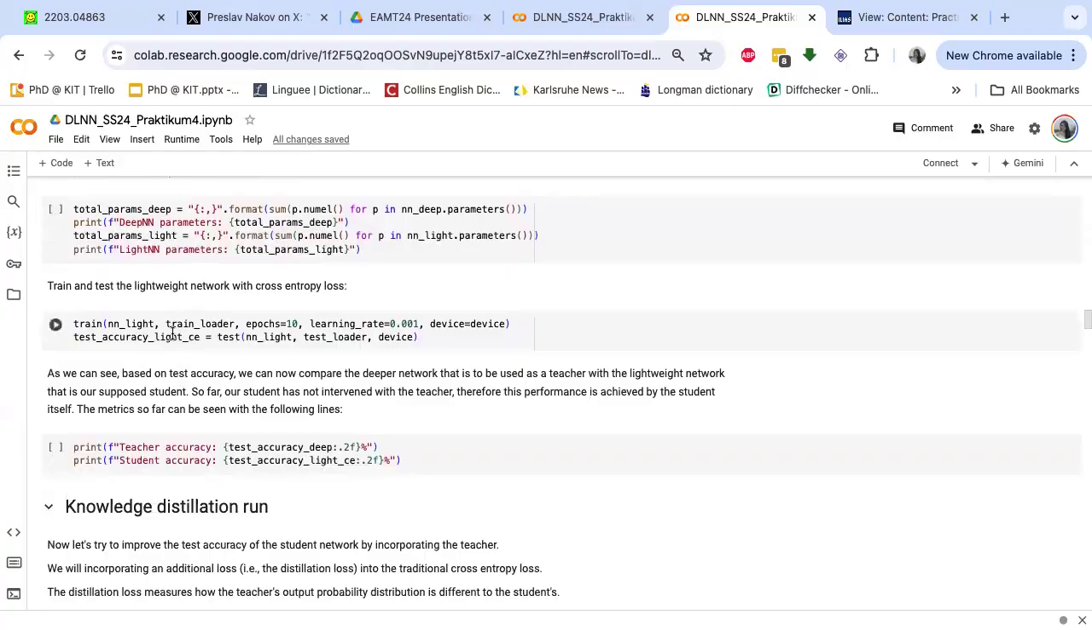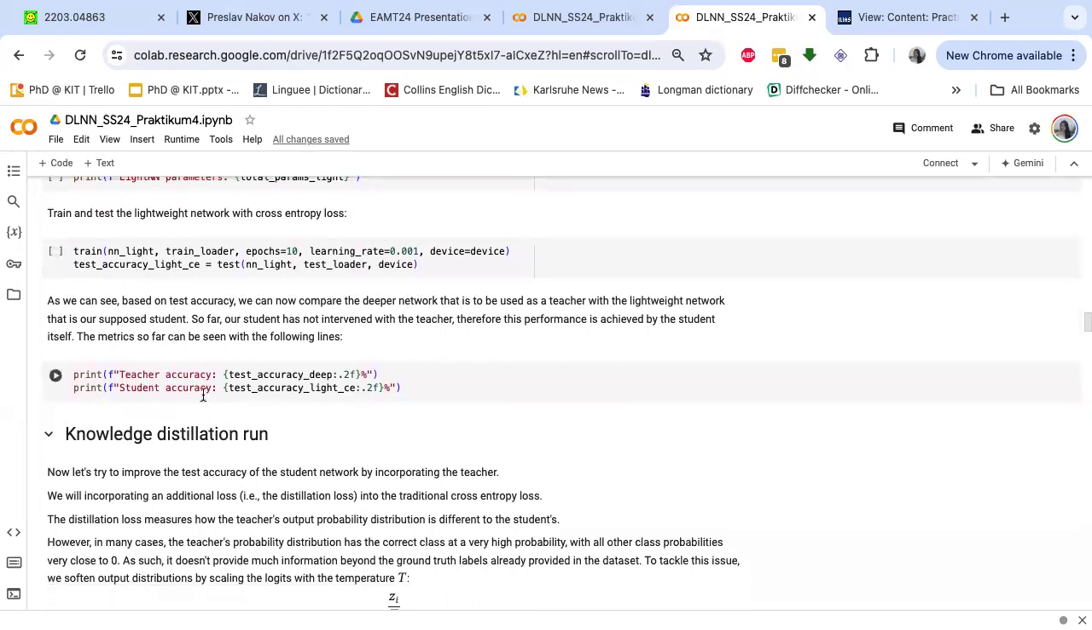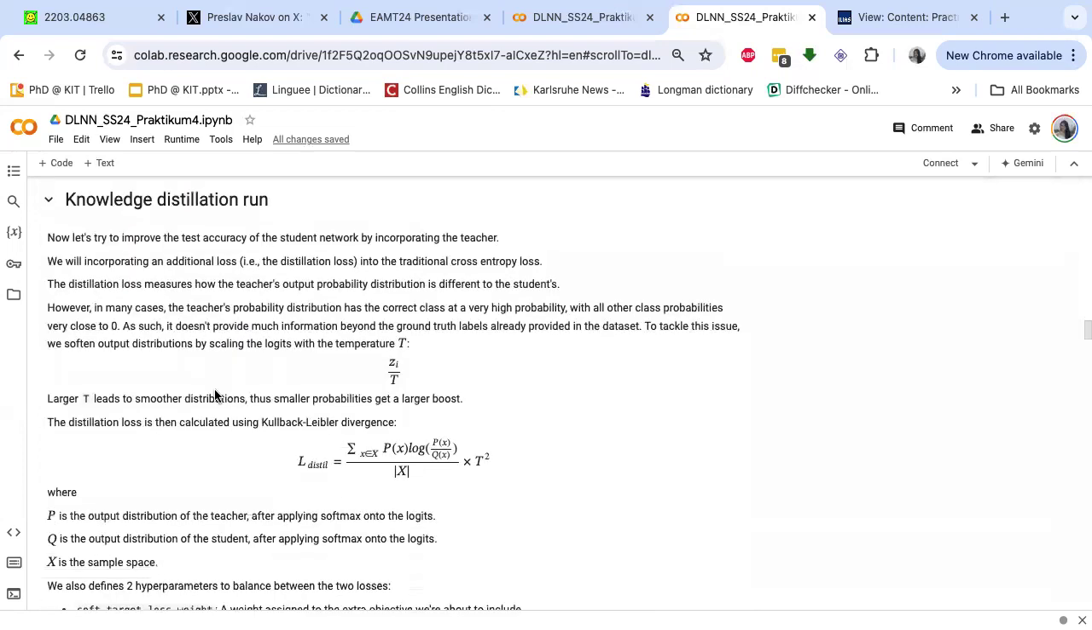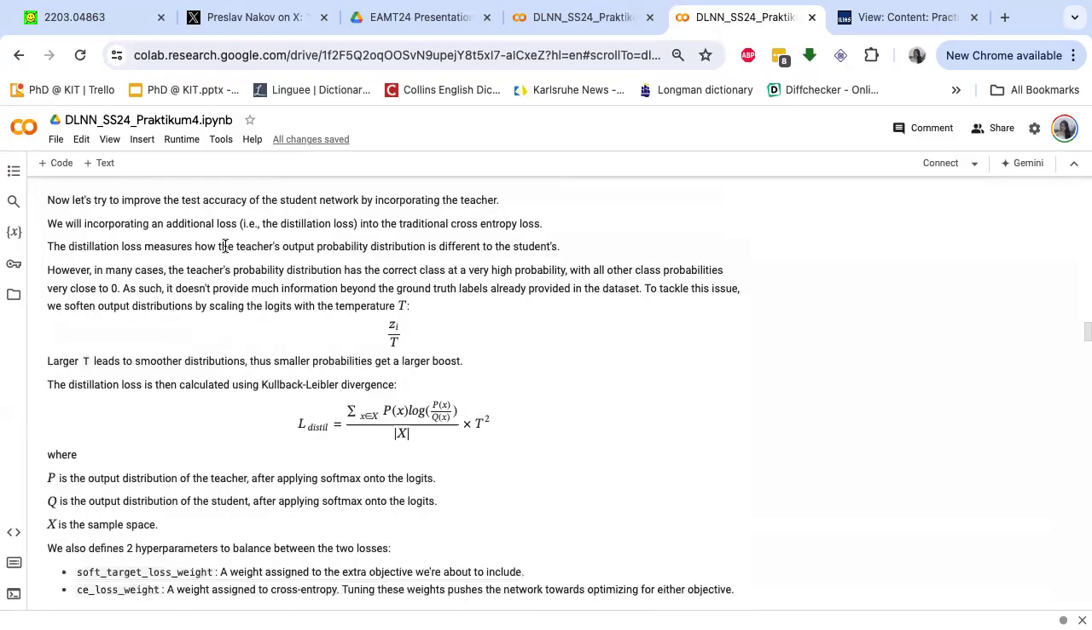Yes, and then we train and test the lightweight network as well. And then we print out the accuracy on the test set. And then comes the interesting part, the knowledge distillation run. So here we will incorporate an additional loss, the so-called distillation loss, into the traditional cross-entropy loss for the student model.